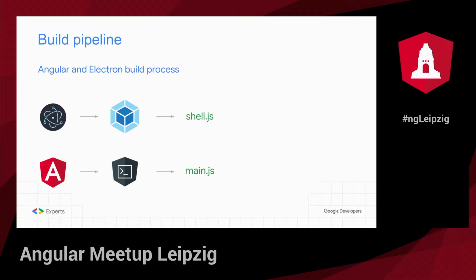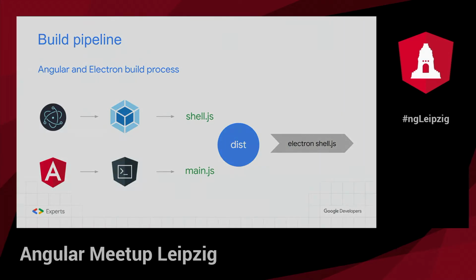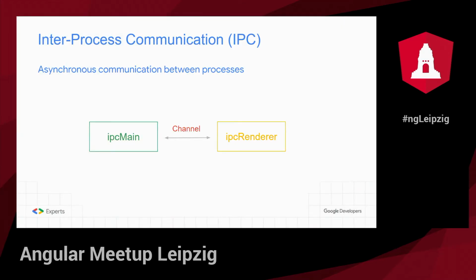Now, these two files are kept in the same folder, inside the dist folder. After that, we can use the Electron npm executable to pass the cell.js file that we have created and open our desktop application. Okay, so we saw how simple it is to create an Angular application, how it works when we want to integrate Angular with Electron application.